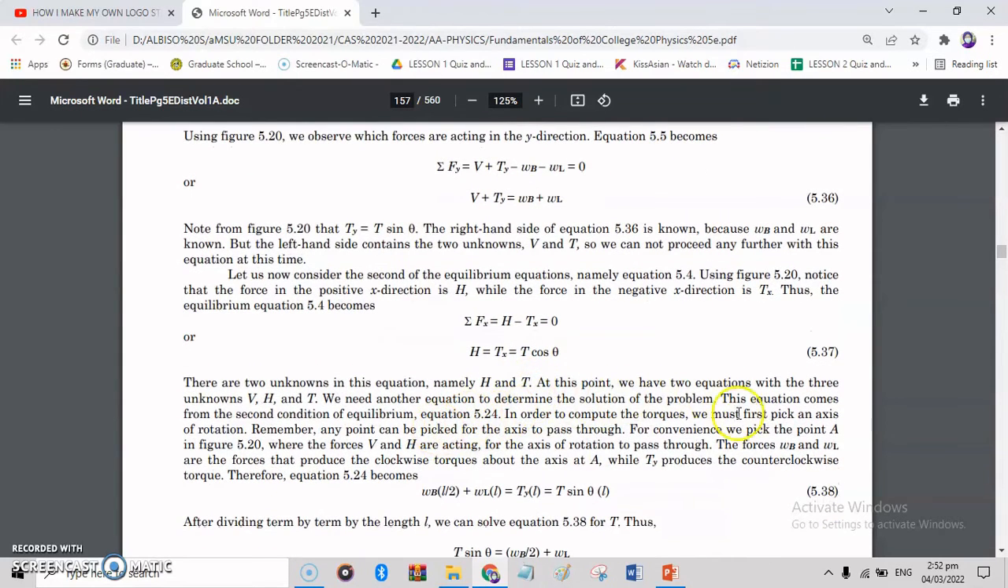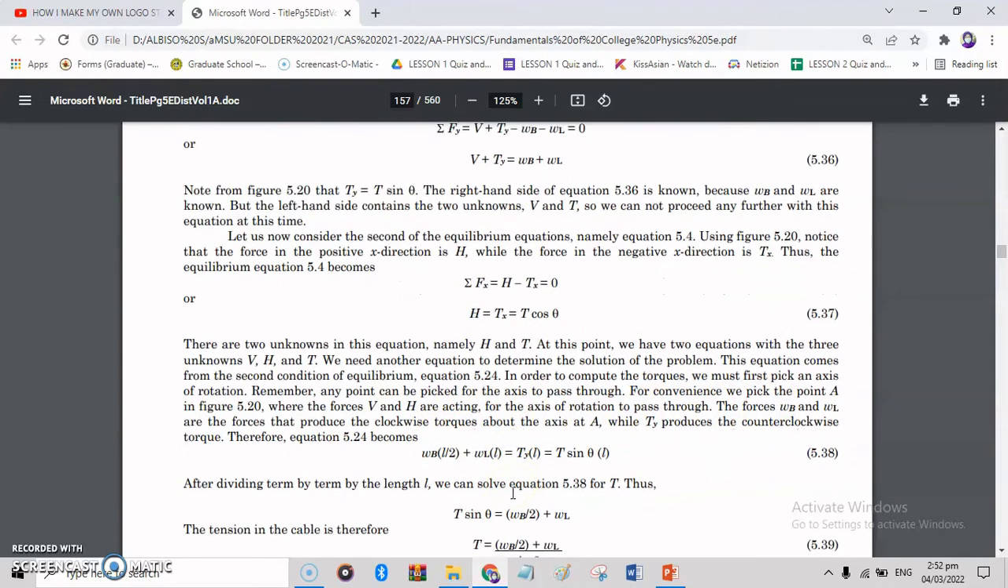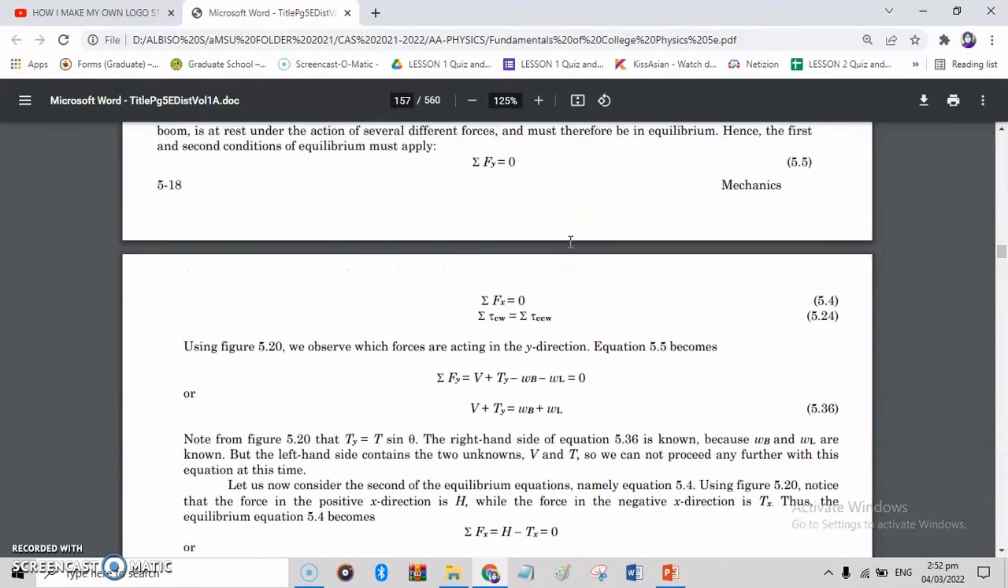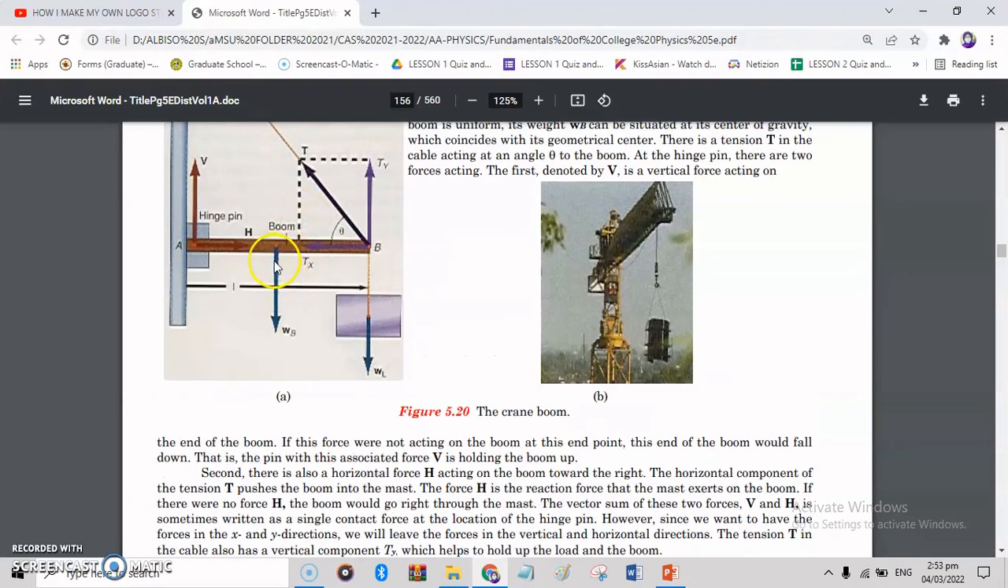Now, for the summation of all the torques along the clockwise equals summation of all the torques along the counterclockwise. It becomes WB times 1/2. Is it clockwise? Okay, clockwise, because our point of reference is at A. So WB, half of L, times half of L, plus WL times L.